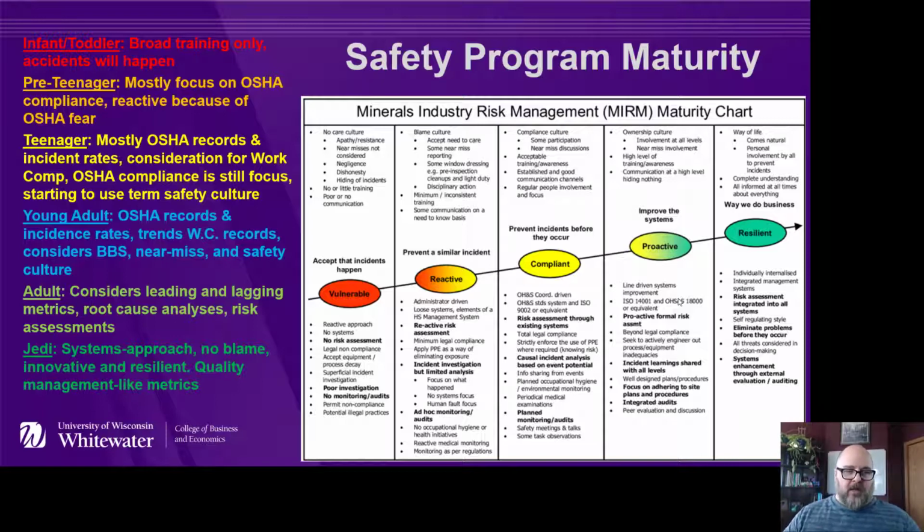This is really in the middle here, from what I've been hearing and what I see. The young adult is looking at OSHA records, calculating incidence rates, trending their work comp data. That's a big step forward. They're considering doing observations such as behavioral-based safety. They may actually be measuring and analyzing near misses, and they may actually be developing a culture that recognizes safety as important, so that workers are maybe a little more open about what they're seeing, with less fear.